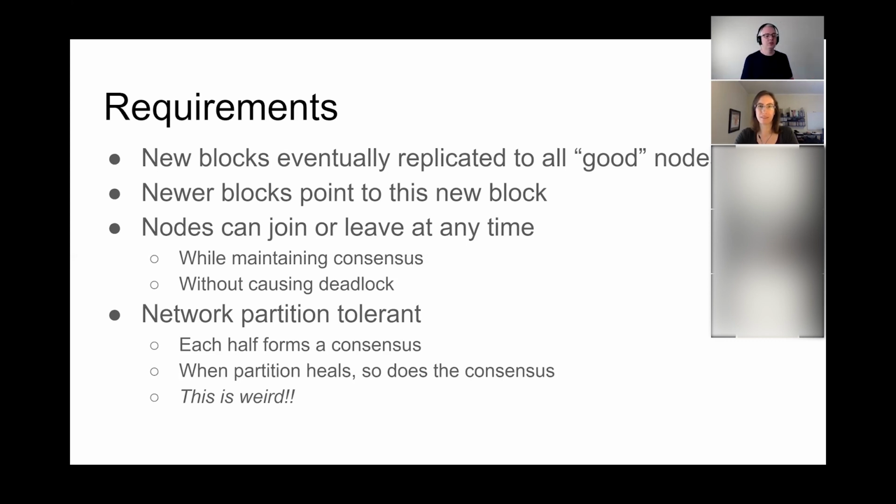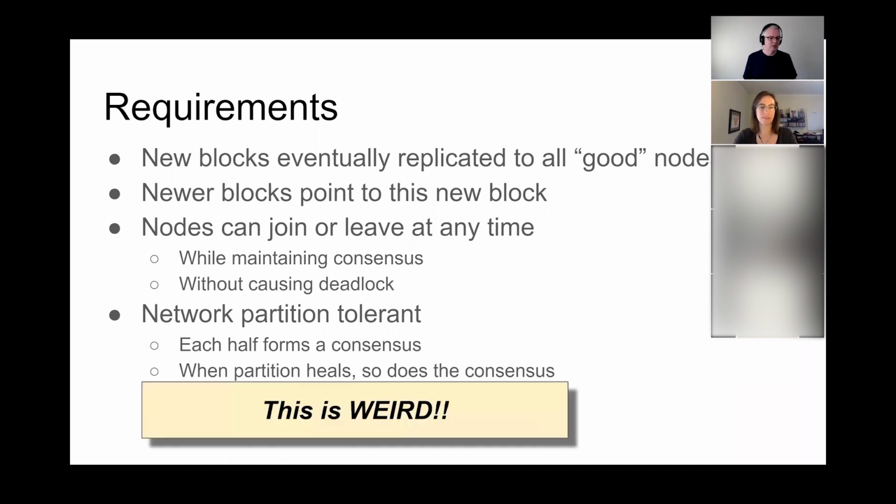And it has to be network partition tolerant. I'm told you've talked about network partitions. If your network breaks, you now have two distributed systems where you once had one. And so each half of your partition has to be able to keep on working and should be able to form a consensus. And when the partition heals, so does the consensus. So we might have two consensuses that merge into a single one. And this is weird. I just want to really emphasize it.